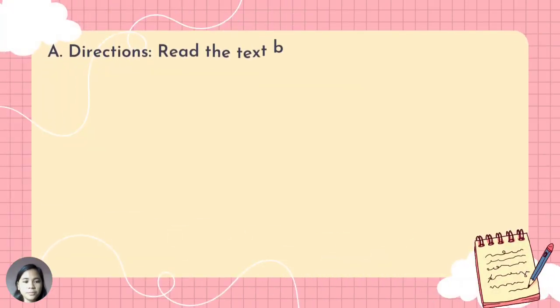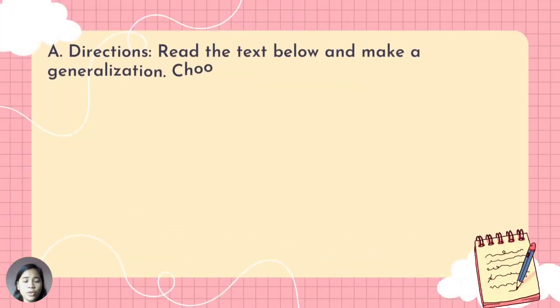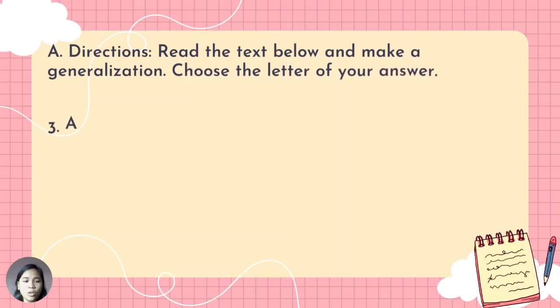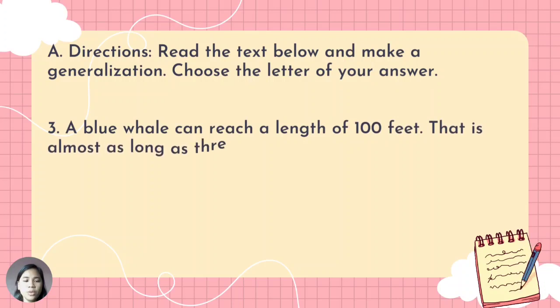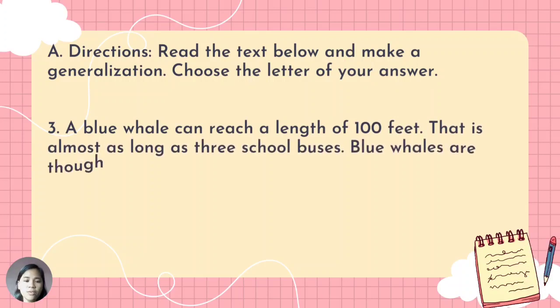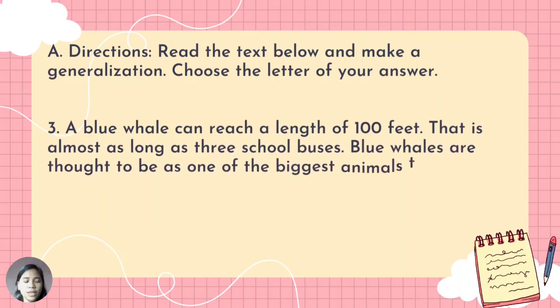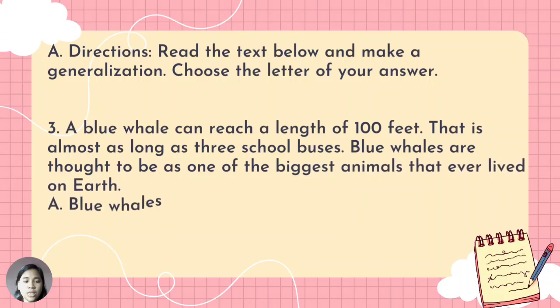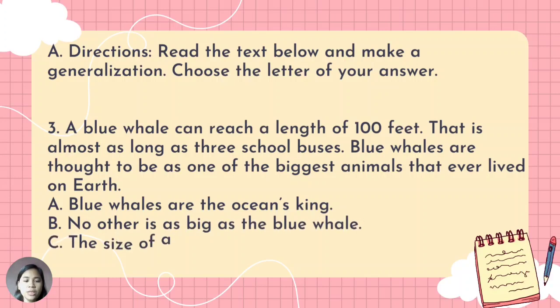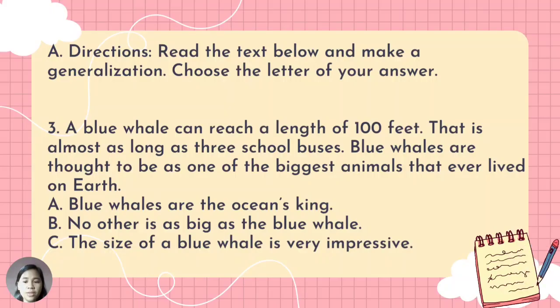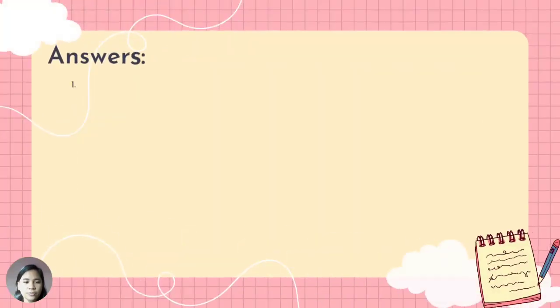Number 3, a blue whale can reach a length of 100 feet. That is almost as long as 3 school buses. Blue whales are thought to be one of the biggest animals that ever lived on Earth. A. Blue whales are the ocean's king. B. No other is as big as the blue whale. Or letter C. The size of a blue whale is very impressive. And these are the correct answers.